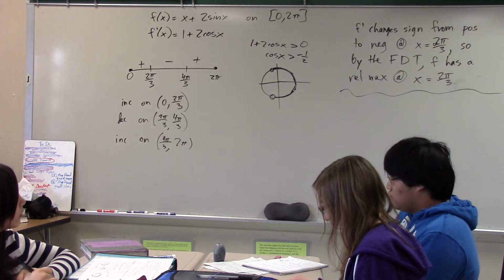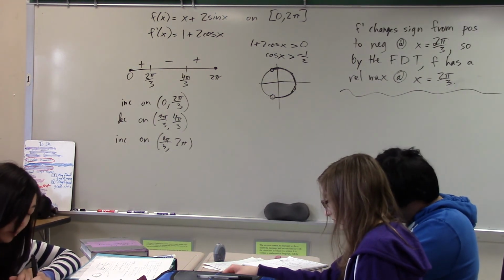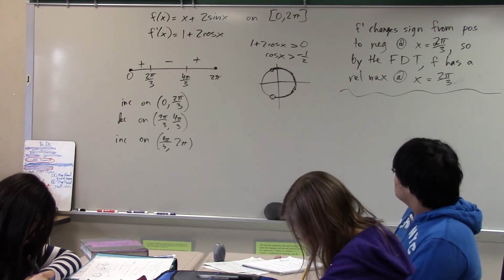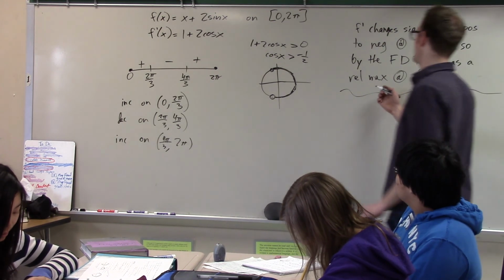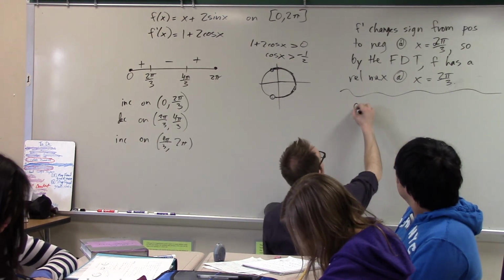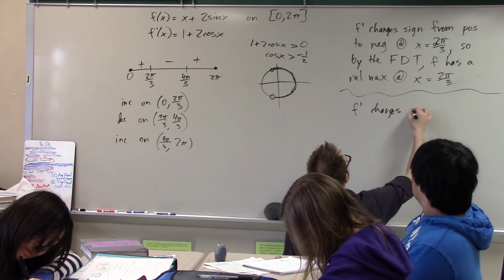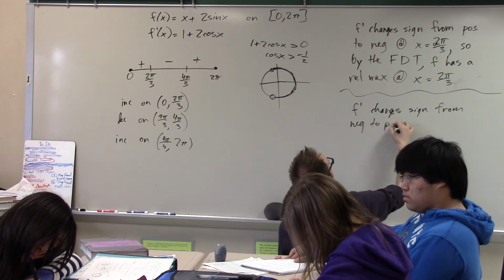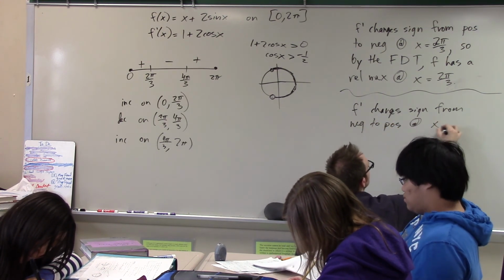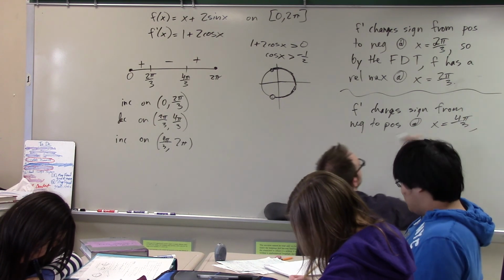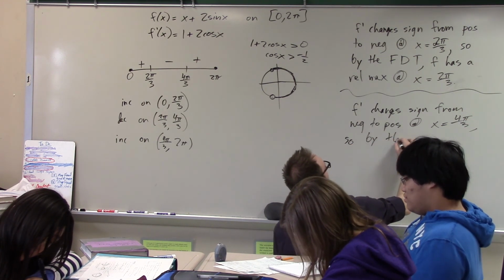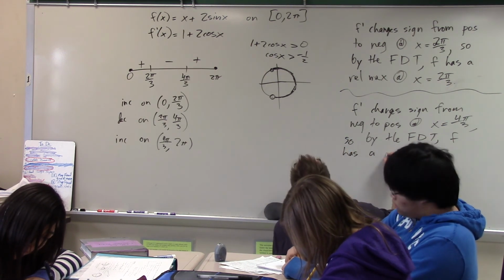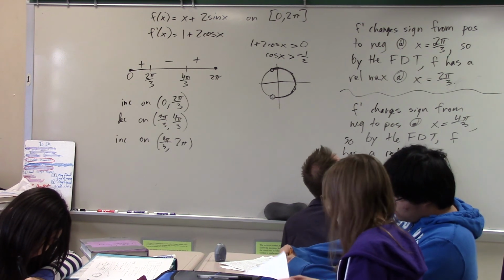Do you guys get this? Okay, would someone please volunteer to tell me something else about this function? Does it have a relative minimum somewhere? Yes. Timothy, give me the magic sentence. f prime changes sign from negative to positive at 4 pi over 3. So by the first derivative test, f has a relative minimum at x equals 4 pi over 3.